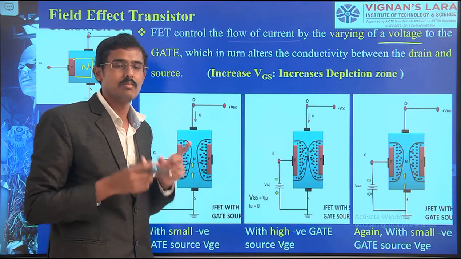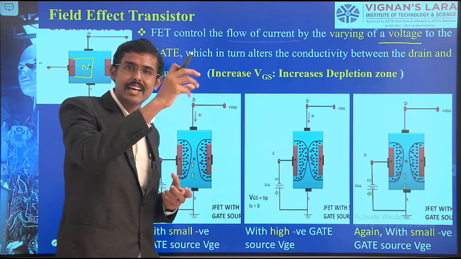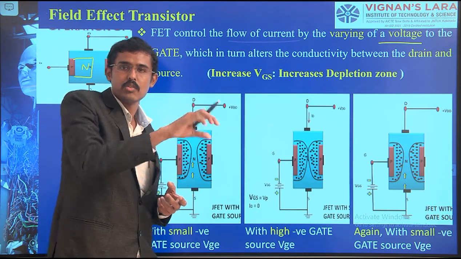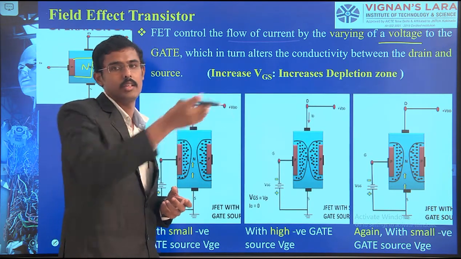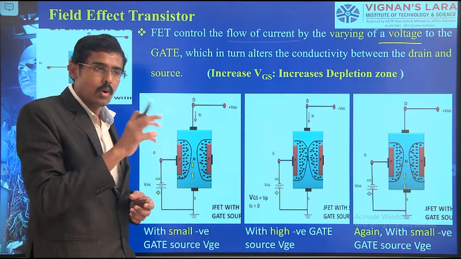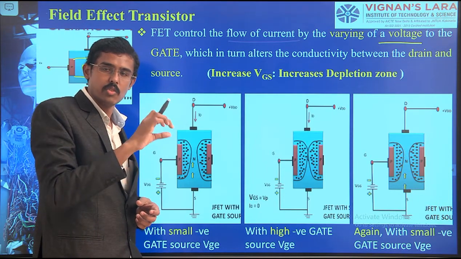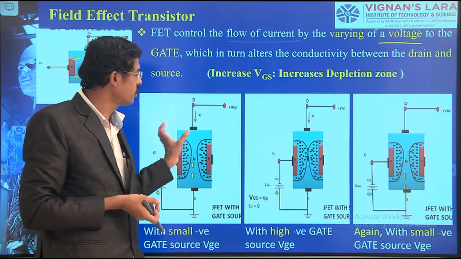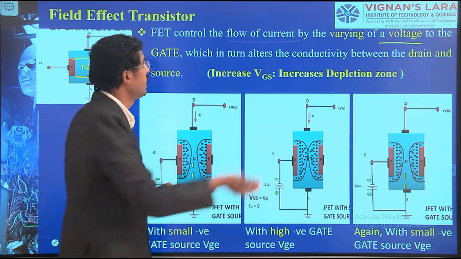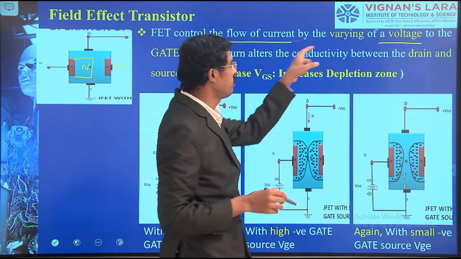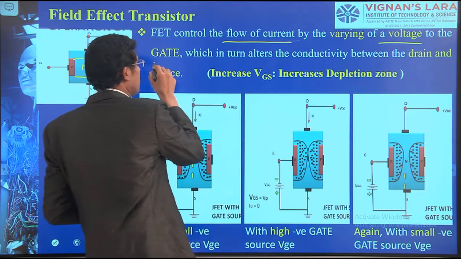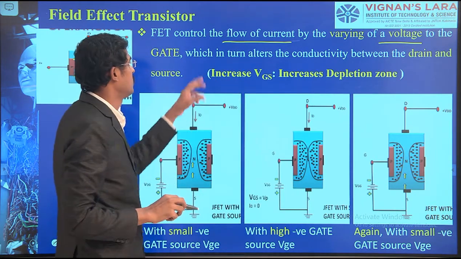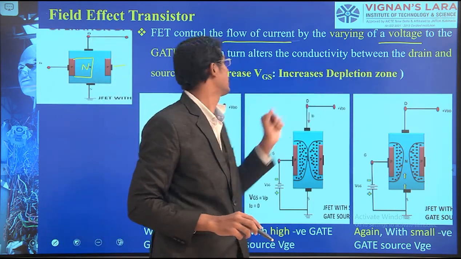In the transistor, we controlled the base current with the battery, positive, negative, and therefore the flow of current was monitored. Here we are going to vary the voltage differences, reducing or increasing, and therefore the flow of current is again monitored. Anyhow, the flow of current is monitored, but here by varying the voltage, the voltage at the gate connection, which in turn alters the conductivity between drain and source.